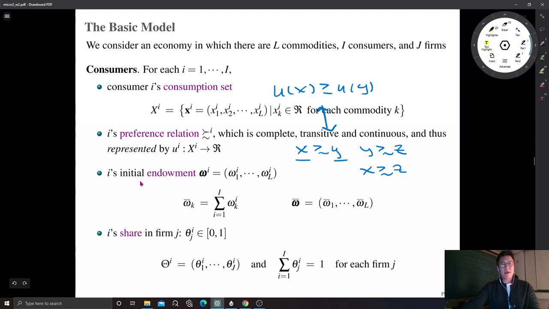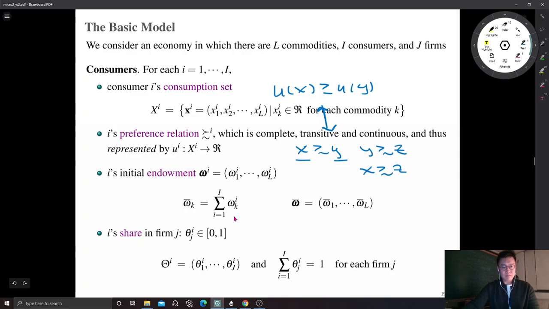And each consumer may have some initial endowment, just like a labor force. We have working hours per day, say 16 hours. So that is an initial endowment. Some consumer may have some initial endowment of a commodity, like an apartment, property, or capital, whatever. That endowment is denoted by omega i. Omega i is a vector of L commodities, so it stands for consumer i's initial endowment.